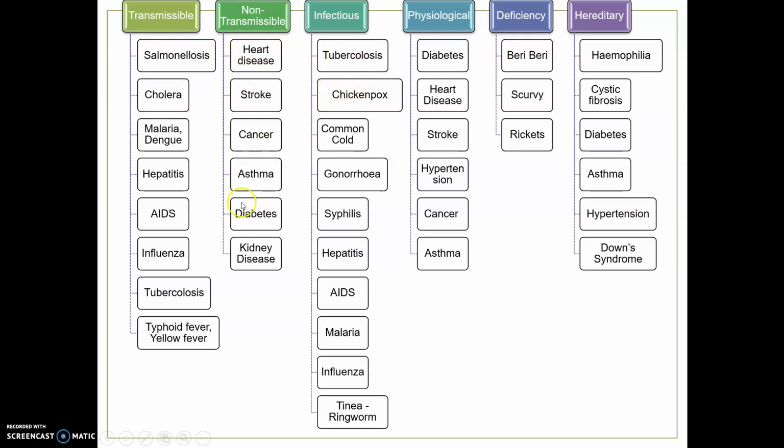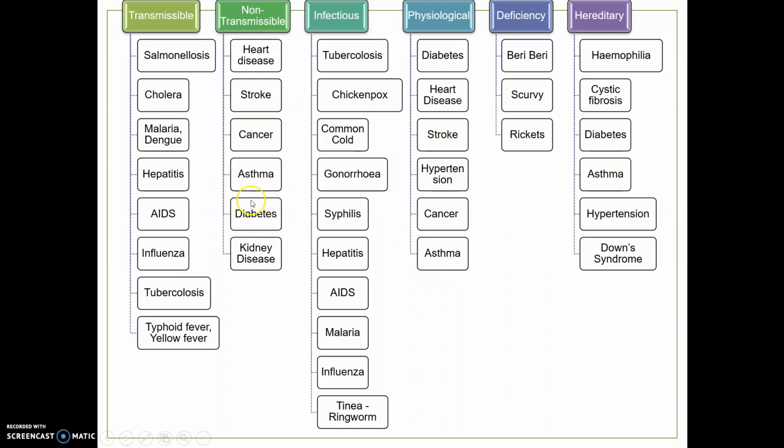Now let's look at our non-transmissible diseases, which can be categorized as physiological, deficiency, or hereditary. So for example, heart disease, which is non-transmissible, may be physiological or it may be hereditary, for example, hypertension. Stroke, which is a non-transmissible disease, is a physiological one. Cancer, which is non-transmissible, can be considered to be physiological as well as it may be hereditary in some cases. Asthma, which is non-transmissible, is considered to be physiological due to a defect in the body.